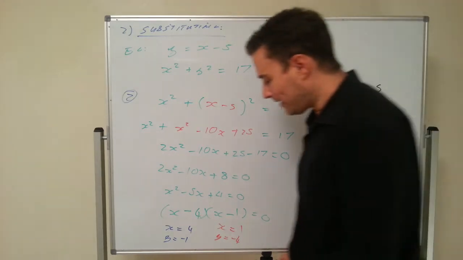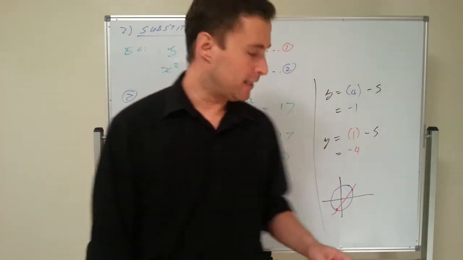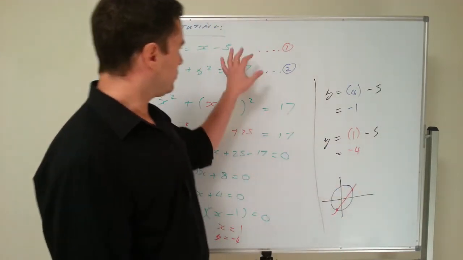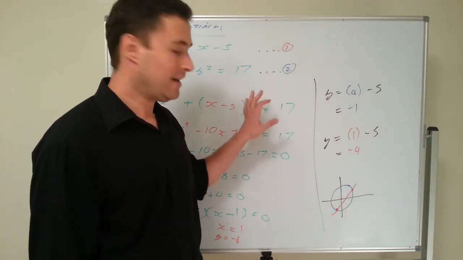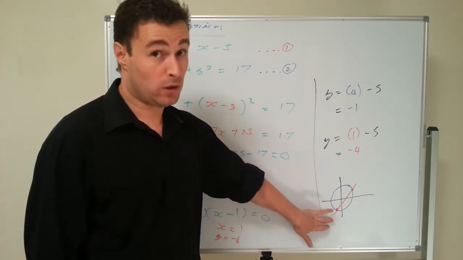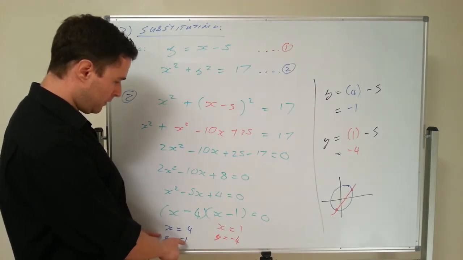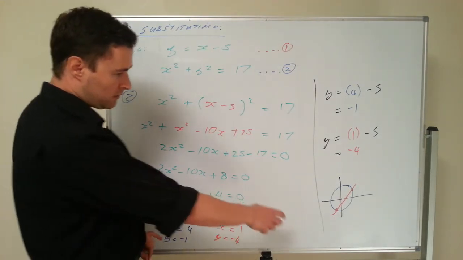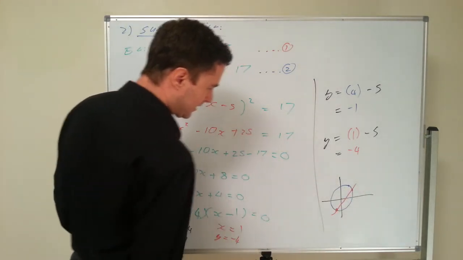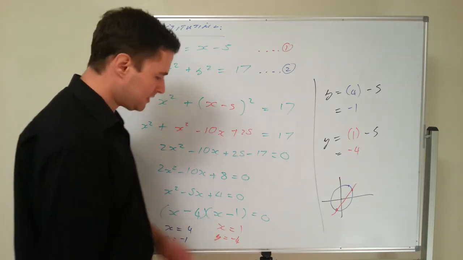Okay. I always think that it's a great idea to know what the two things look like, and then quickly draw a sketch of what you think it looks like to double check whether your coordinates make sense. 4, negative 1, alright? This thing is a little bit, I've drawn this slightly wrong, and 1, negative 4, that's about right.